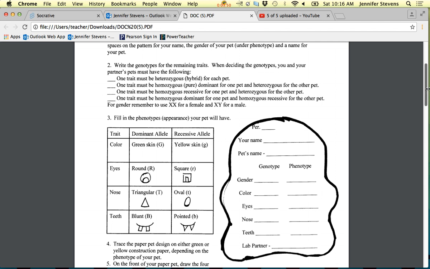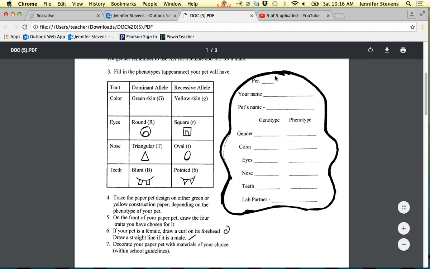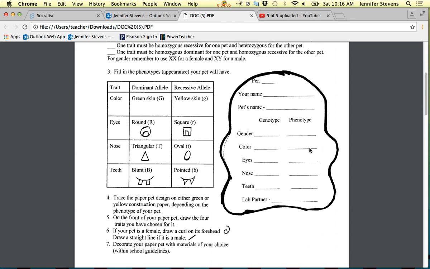Okay. Once you are done with that, you're going to take this paper pet and glue it to either green or yellow paper, depending on the phenotype for the color, and then you're going to cut it out. On the cutout side of the color, you're going to sketch these different features. If it has round eyes, you'll draw the round eyes. If it's got a triangular nose, you'll draw that. Same thing with the teeth. You're going to give it the characteristics that it's supposed to have.